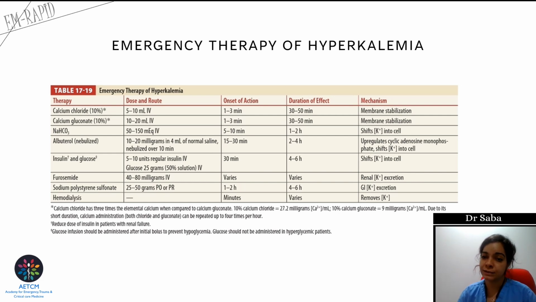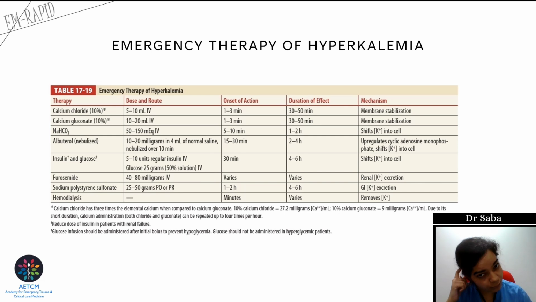If at all the patient is in severe metabolic acidosis, or the patient has profound ECG changes, then in order to prevent cardiac arrest, hemodialysis is also done as a major treatment.